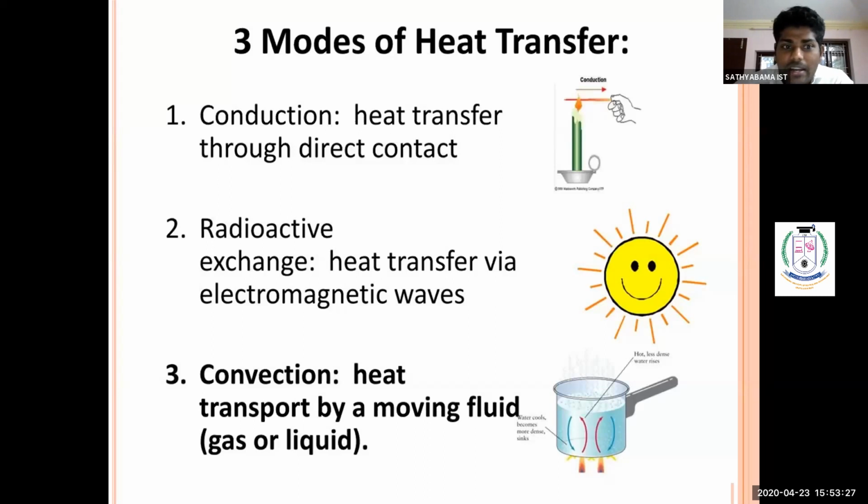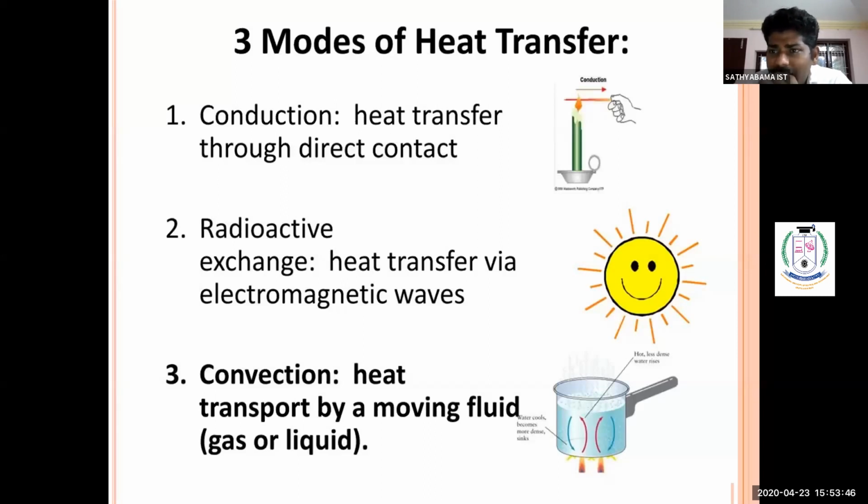Now what is radiation? That is radiative heat exchange. Heat transfer via electromagnetic waves. What is radiation? If I am sitting here, now I am going home. Direct transfer of heat. Direct transfer of heat means sunlight. That is what I have mentioned in the diagram. Direct transfer of heat without any medium.